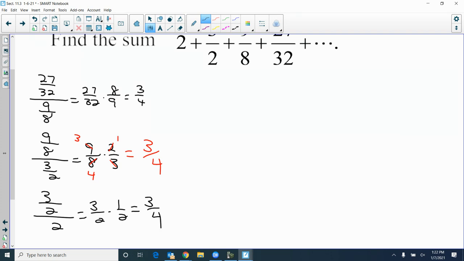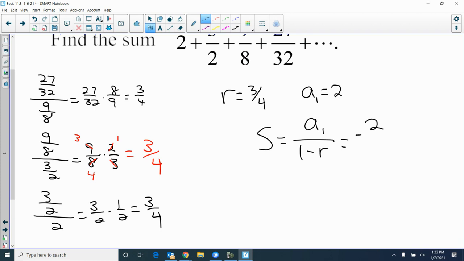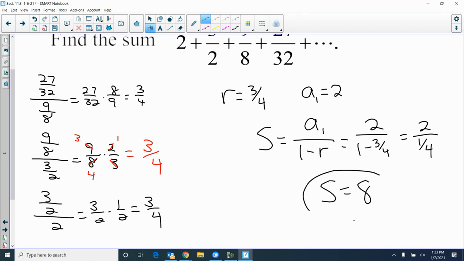So now I know for sure that that's my R value. So R is 3/4. The first term we obviously know is 2. The sum is the first term over 1 minus R. So it's 2 divided by 1 minus 3/4, 2 over 1/4. All going to add up to 8. All right, so that's how you go about that.